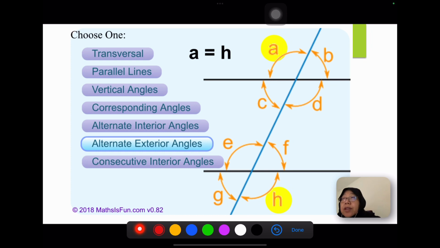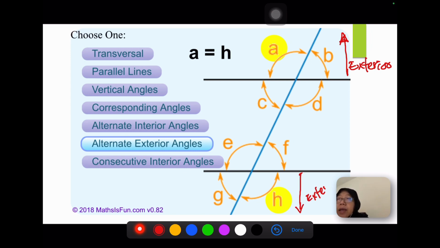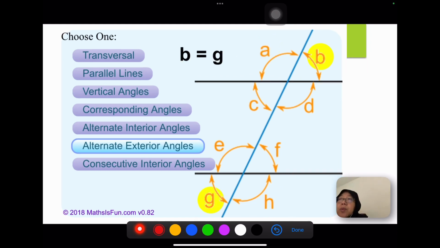Now, if we have interior, we will have exterior. So this part is exterior, and this part here is also exterior. Remember the interior is here. For alternate exterior angles, they have to be alternate, on different sides. So it's A over here and H over here. Another one will be B and also G.